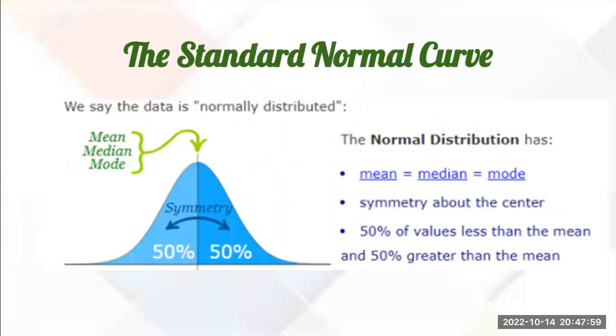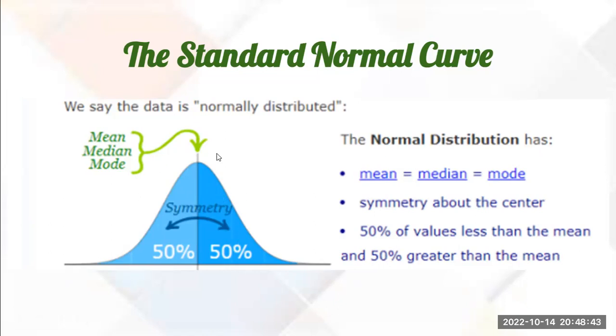Now, this is the standard normal curve. I drew this one during our discussion last Wednesday. We say that data is normally distributed. The normal distribution has mean equal to the median and equal to the mode. So equal yung tatlong yan. And the symmetry about the center is 1. And 50% of values are less than the mean. Diba, si mean is yung nasa may gitna. And 50% greater than the mean.